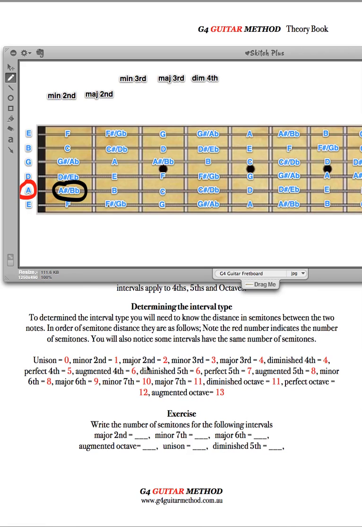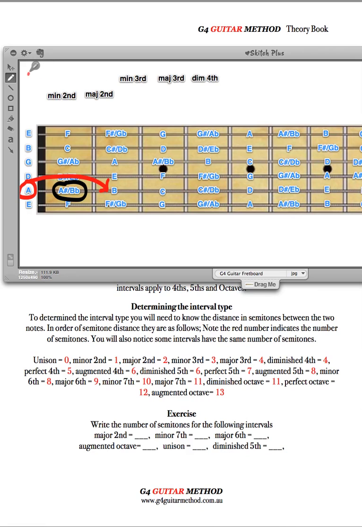Now, if we go down here and have a look at a major second, we've got two semitones. So in this case, we're going to go two semitones across, or two frets on the guitar. So we're going to go from the A across to the B here. So that there is what we call a major second because it's gone two semitones. Hope that makes sense. It is a little bit confusing when you first start, but you just have to keep your eye on the number of semitones or frets that you will move along.